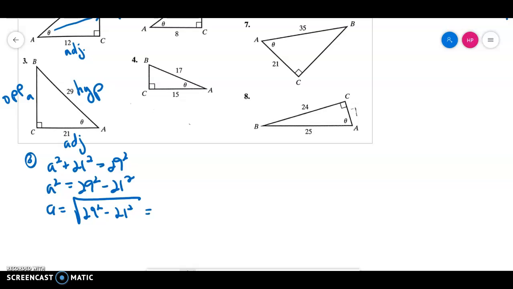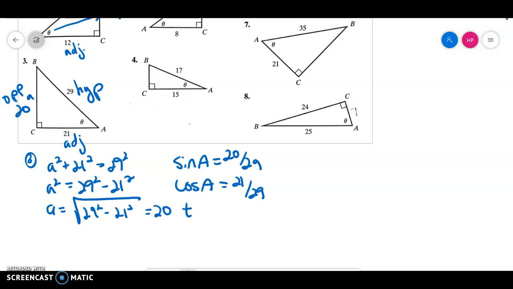And from that, I would get 20. Okay, so once I have my 20, over here is my opposite side. This, again, the sine of A, so opposite over hypotenuse is simply 20 divided by 29. Cosine is adjacent over hypotenuse, so 21 over 29, and then TOA, my tangent, is opposite over adjacent, which again, if I look above, is just the 20 divided by 21.